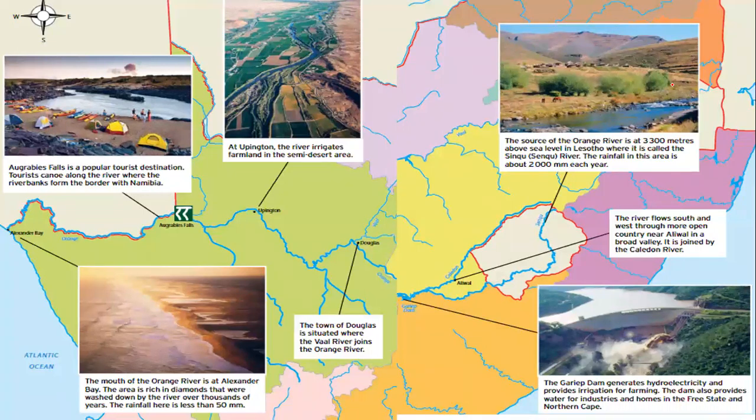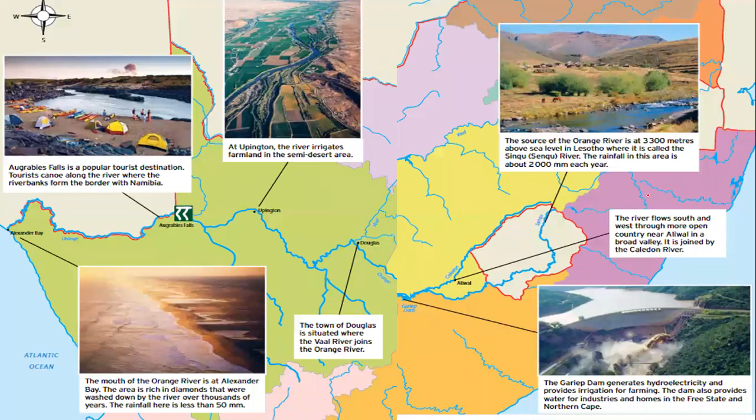Ma'am, where do you want me to read? The picture on your right. The source of the Orange River. Okay, the source of the Orange River is at 3,300 meters above sea level in Lesotho, where it is called the Sikwi River. The rainfall in the area is about 2,000 millimeters each year.